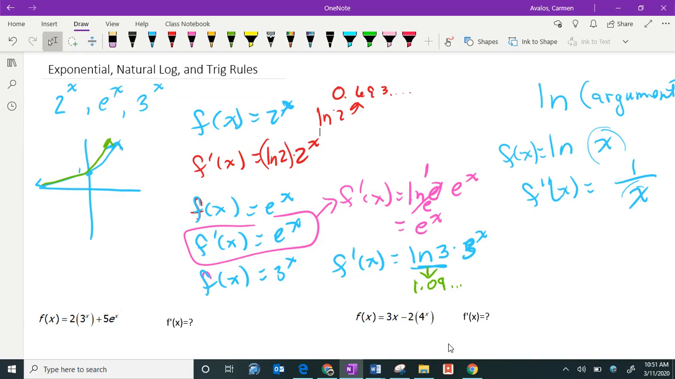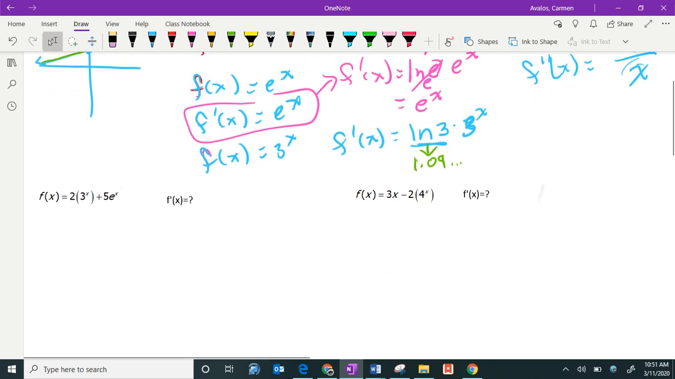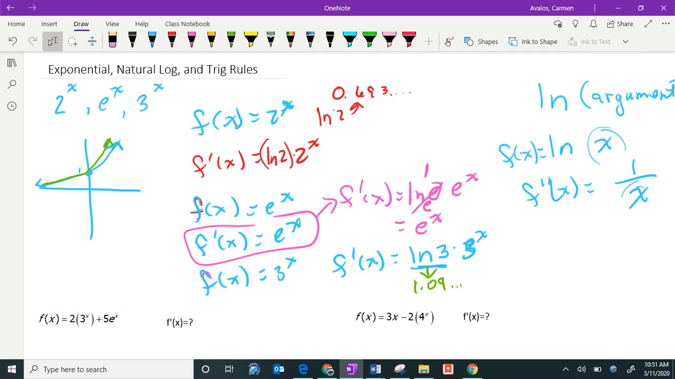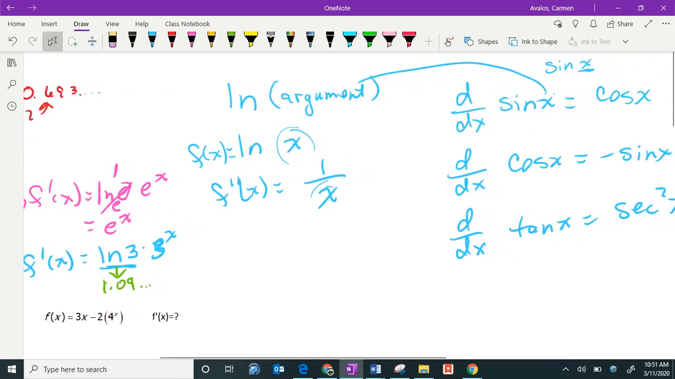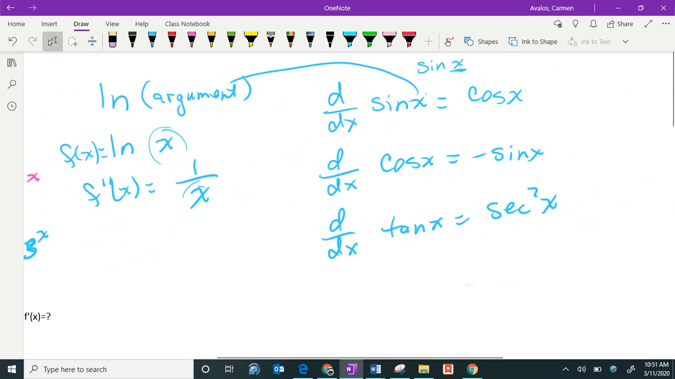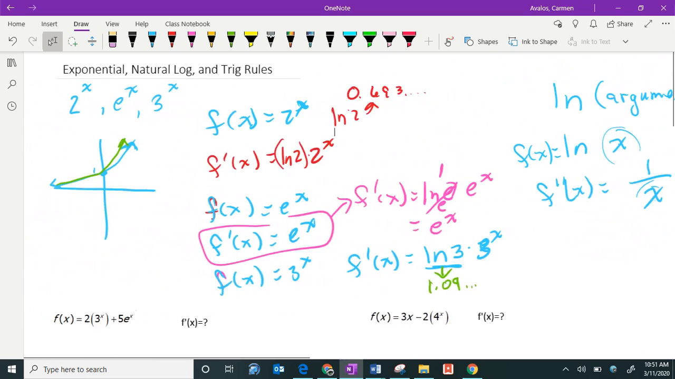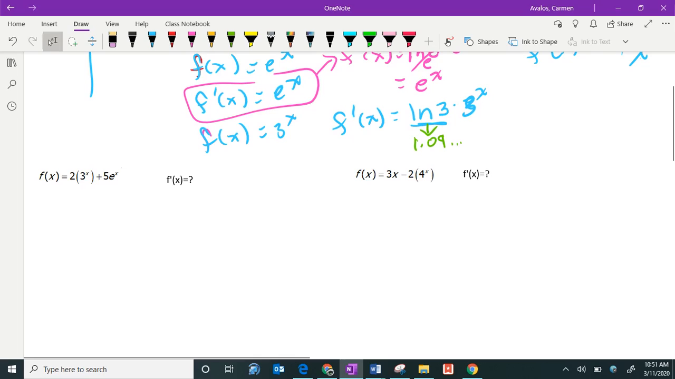So we explained why the rules are what they are, but here we're just going to do some sample problems. If you notice the exponentials, the logs, the natural logs, and then the derivatives of the trig functions. If we look at this one here, f of x is equal to 2 times 3 to the x plus 5 e to the x. They're the same as the power rules. We're taking them individually.